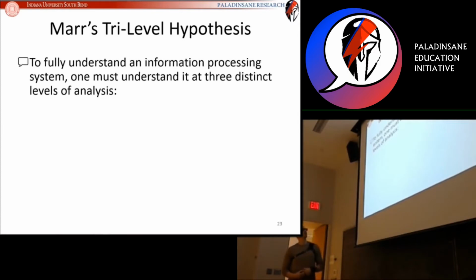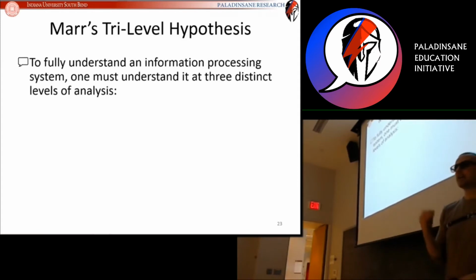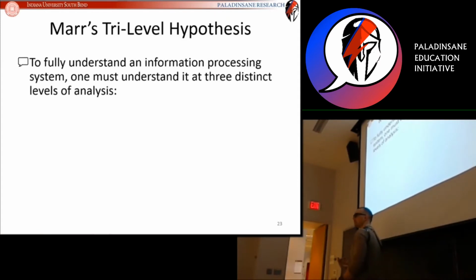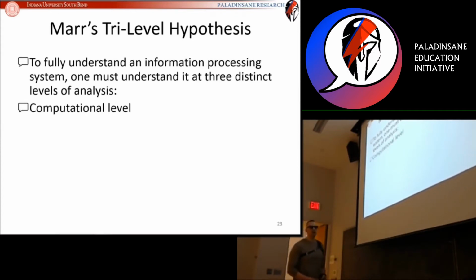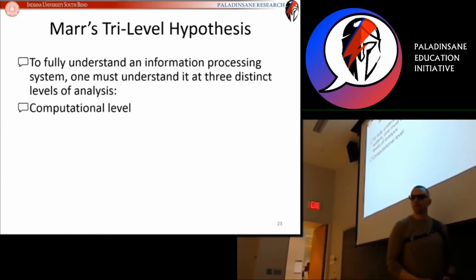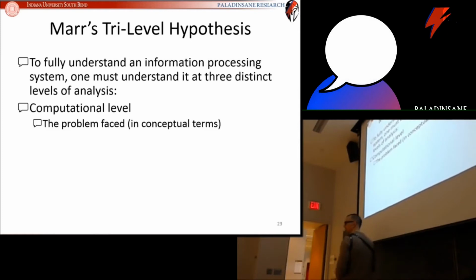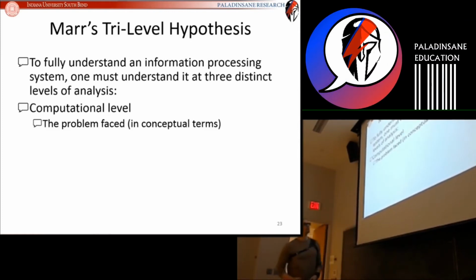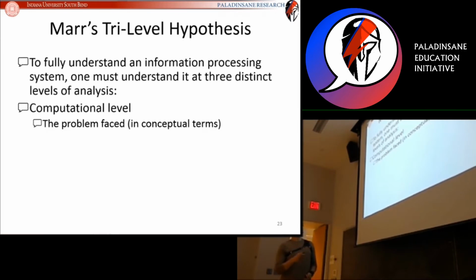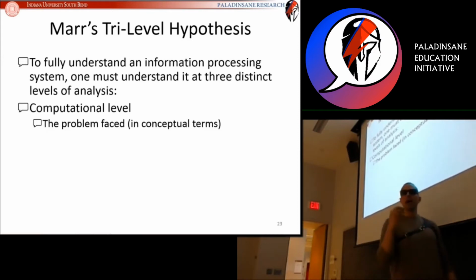So he proposed that if you want to fully understand an information processing system, you have to understand it at 3 distinct levels of analysis. You have to understand these 3 things about your information processing system. So what are those 3 things? Number 1, you have to understand it at the computational level. The computational level is the problem that is faced, and this is usually stated in conceptual terms. To paraphrase, this is a little difficult to understand. This computational level is the level at which you describe every single thing that your information processing system can do.